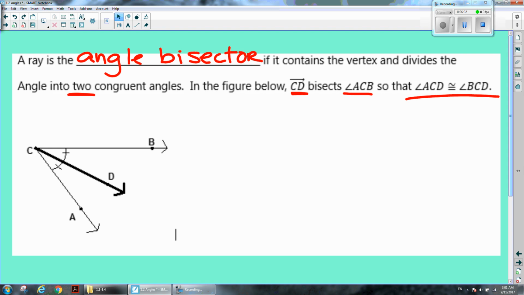A ray is the angle bisector if it contains the vertex and divides the angle into two congruent angles. So we talked about the midpoint being a bisector before, cutting it into two congruent parts. Same with an angle bisector. So in this figure, here's ray CD. It bisects angle ACB since these two angles are congruent.